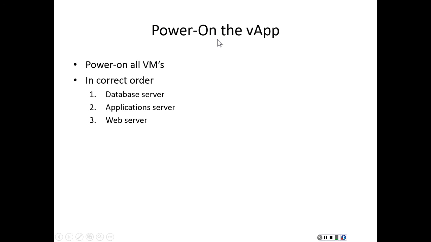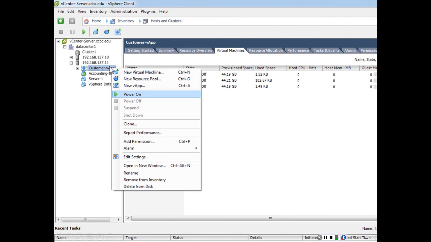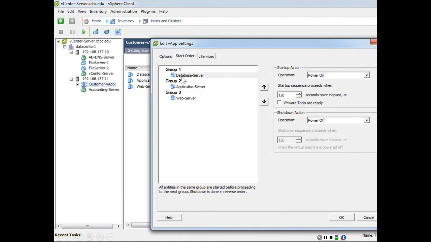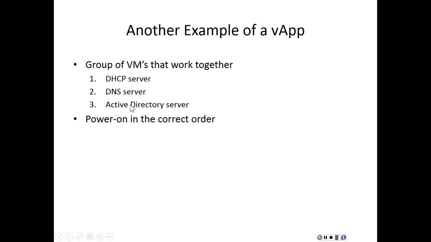When we power on a VApp, the point is it powers on the virtual machines in the correct order. If I right-click on this Customer VApp and I select Power On, what's going to happen is that it'll first start the database server, then the application server, then the web server. Here's one example: database server, application server, web server. Another example would be DHCP server, DNS server, Active Directory server.